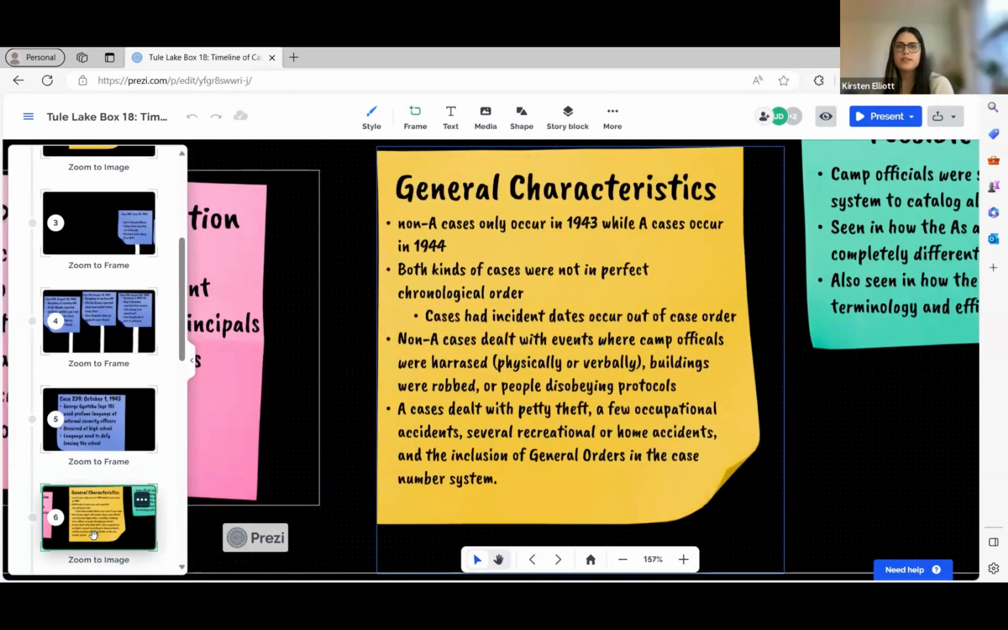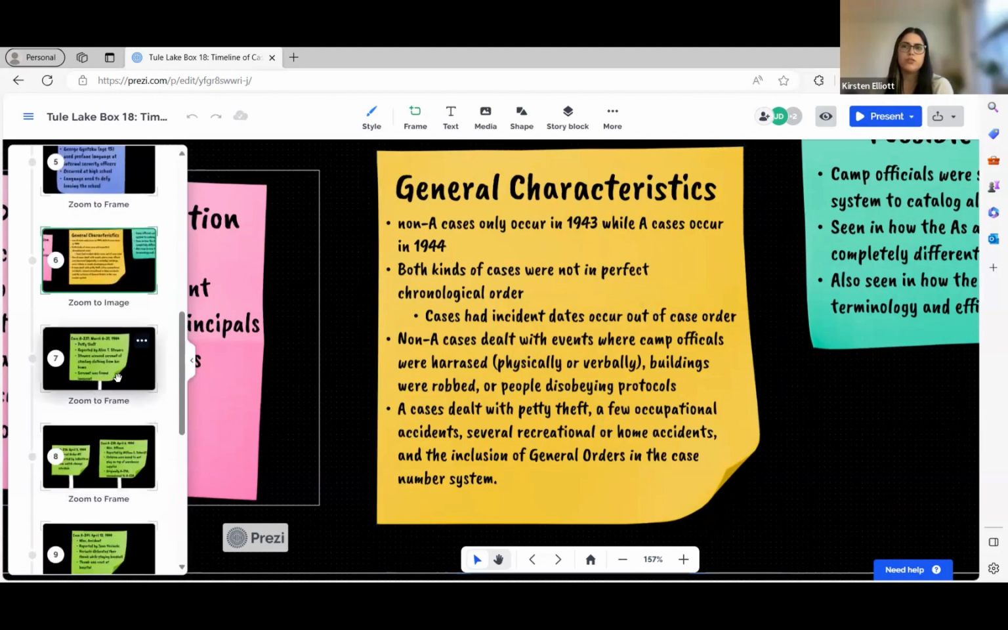And for the A cases, some of the trends that I found were petty theft, a few occupational accidents, several recreational or at-home accidents that occurred when they were not at their jobs, and the inclusion of general orders in the case number system.